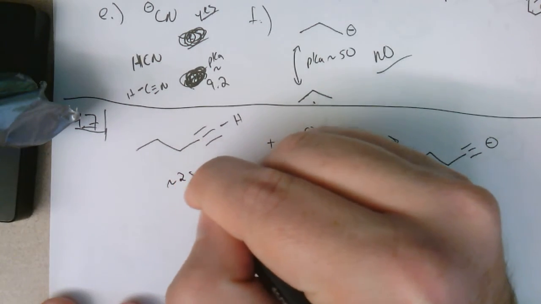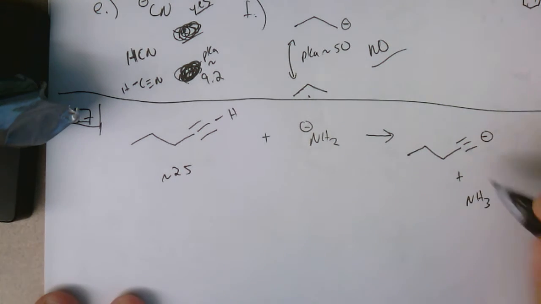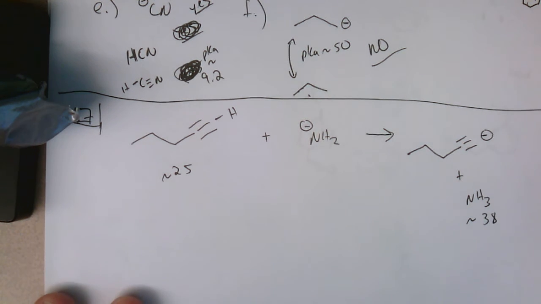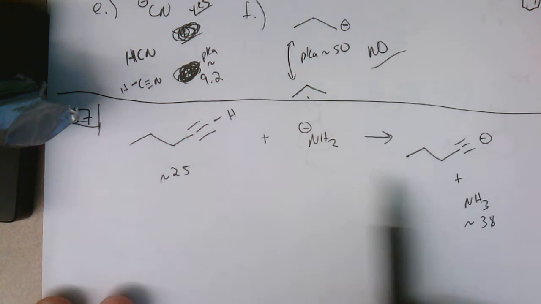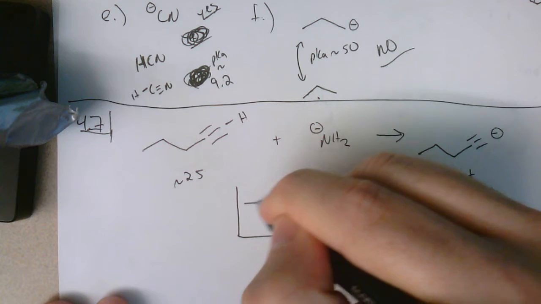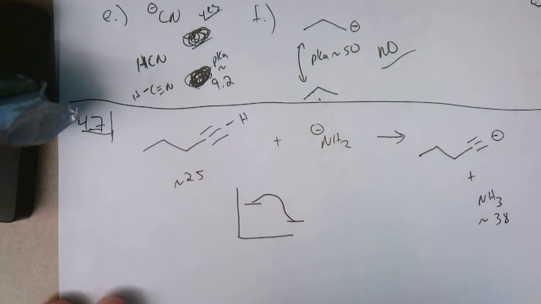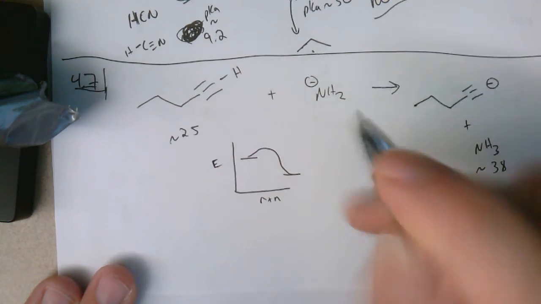So pKa for an alkyne is about 25. pKa for this going over to here, NH3 going to NH2, that pKa is about 38, which means we're going to be favored, right? Our equilibrium constant's approximately going to be 10 to the 13 going to the right. So the right side should be favored, which means it should be lower in energy. So this would be my reaction diagram, something like that. Okay.